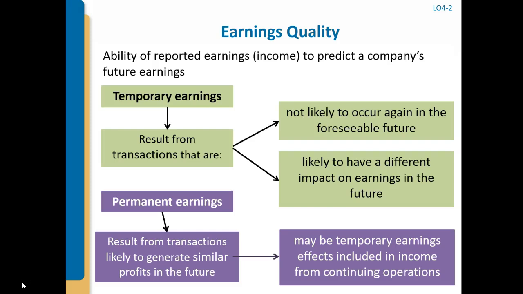Analysts begin their assessment of permanent earnings with income before discontinued operations, which is income from continuing operations. It would be a mistake to assume that all items included in income from continuing operations reflect permanent earnings, because some income items that fall under that category could be temporary in a sense. The label continuing could at times be misleading.